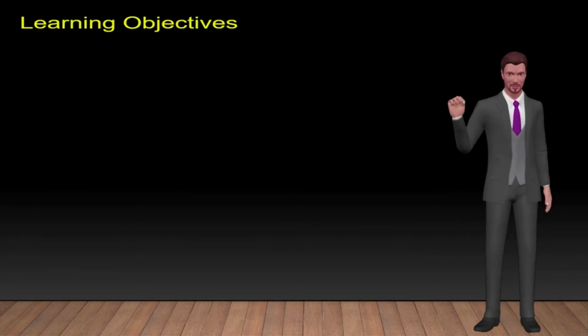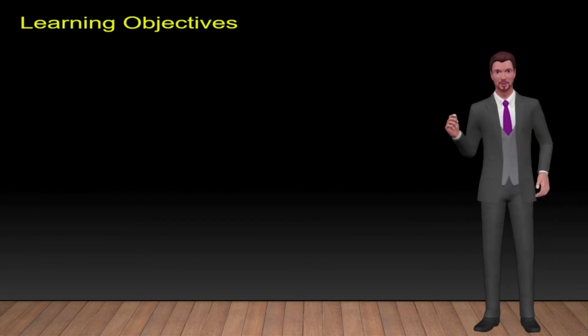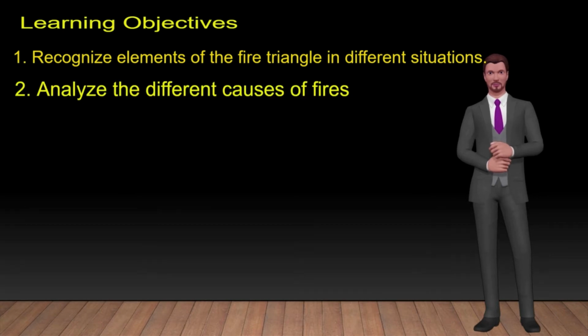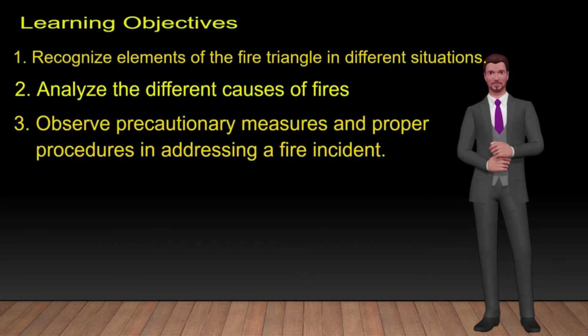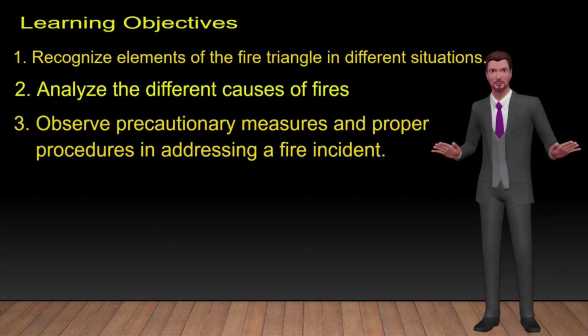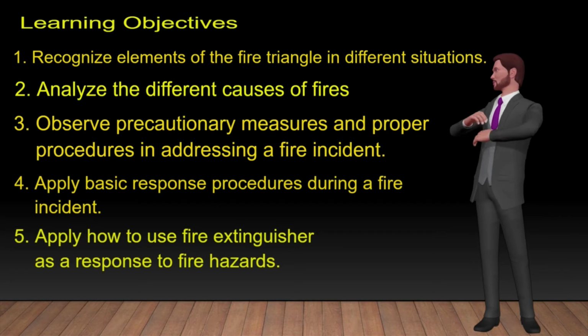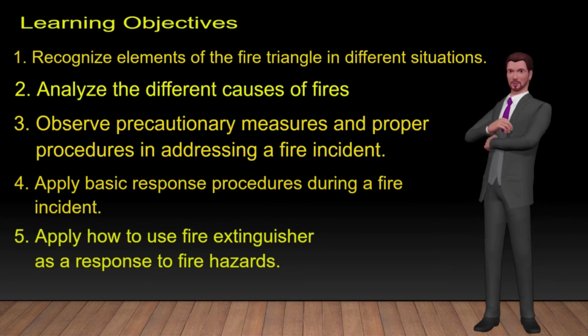For today's discussion, we are going to, first, recognize elements of the fire triangle in different situations. Second, analyze the different causes of fires. Third, observe precautionary measures and proper procedures in addressing a fire incident. Fourth, apply basic response procedures during a fire incident. And lastly, we are going to apply how to use a fire extinguisher as a response to fire hazards.